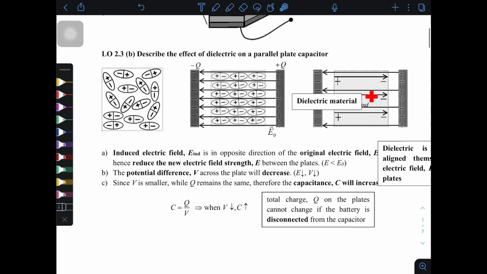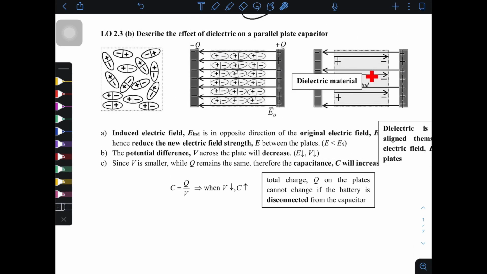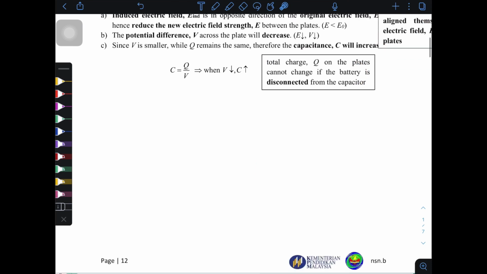Next, we go to the learning objective 2.3b, describe the effect of the dielectrics on a parallel plate. Macam mana, apakah efek bila kita letakkan dielectric materials dekat dalam kita punya kapasitor ataupun parallel plate. Kalau kamu nak nota kamu, I'm so sorry sebab dia ada few notes yang bergerak. So the original was like this.